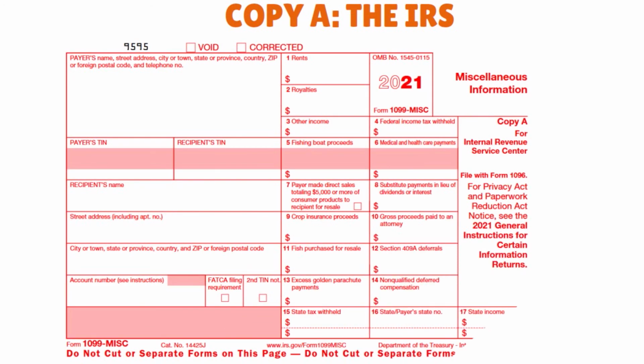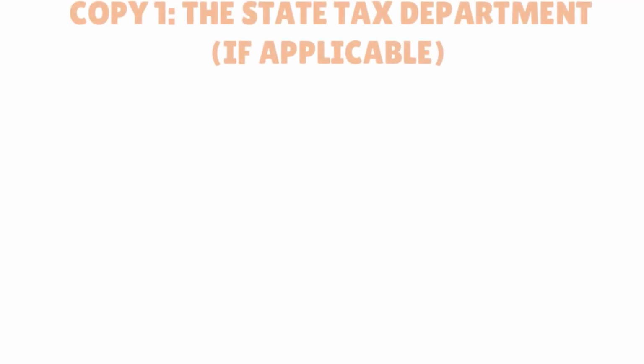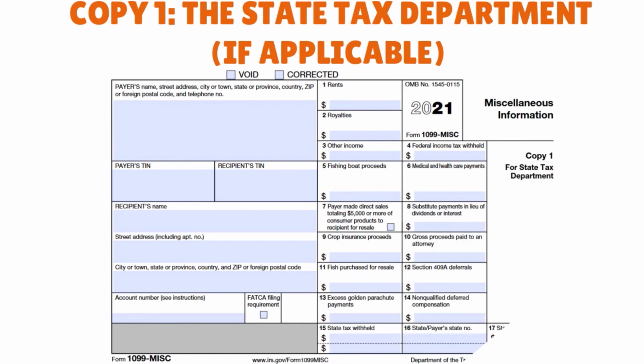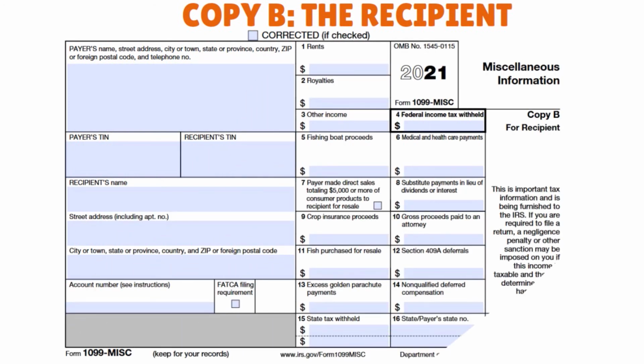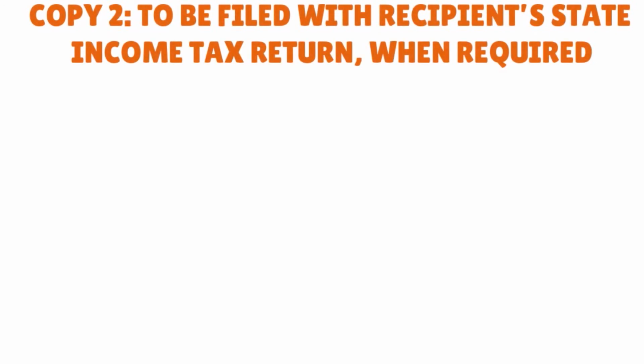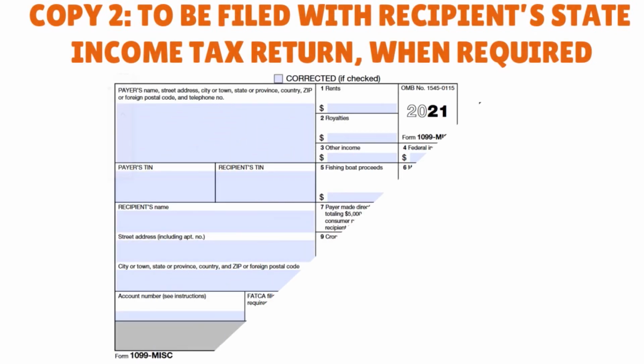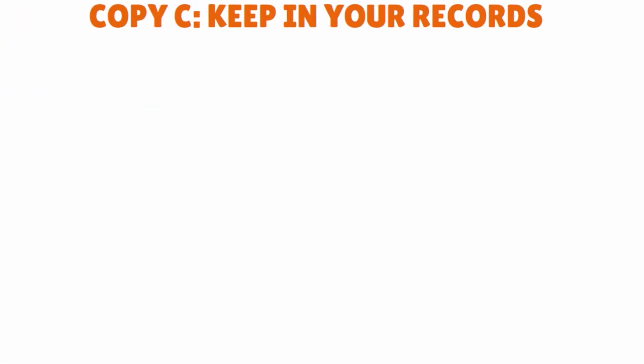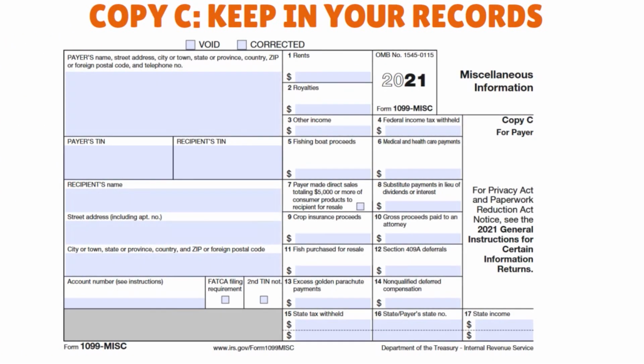Copy A, as you can see on the screen right now, goes to the IRS. Copy 1 goes to the State Tax Department. You can see each form on the screen right now. Copy B goes to the recipient. This is the form the recipient has to receive by February 1st. Copy 2, you need to file this with the recipient's state income tax return when required. And copy C, this is very critical. This is the one you keep for your records.